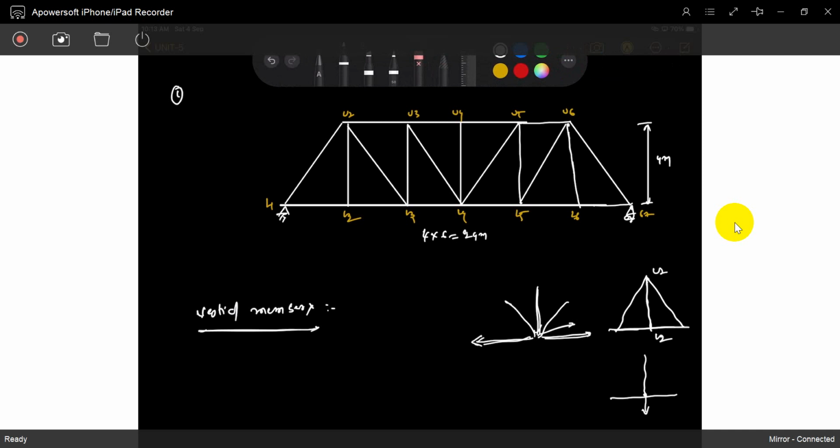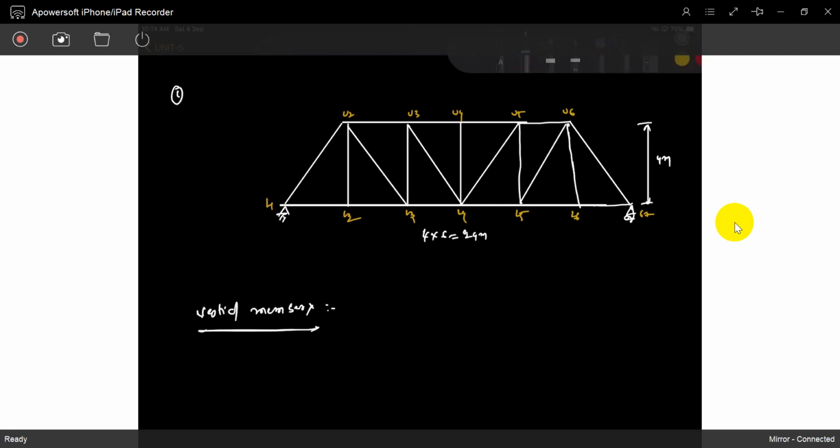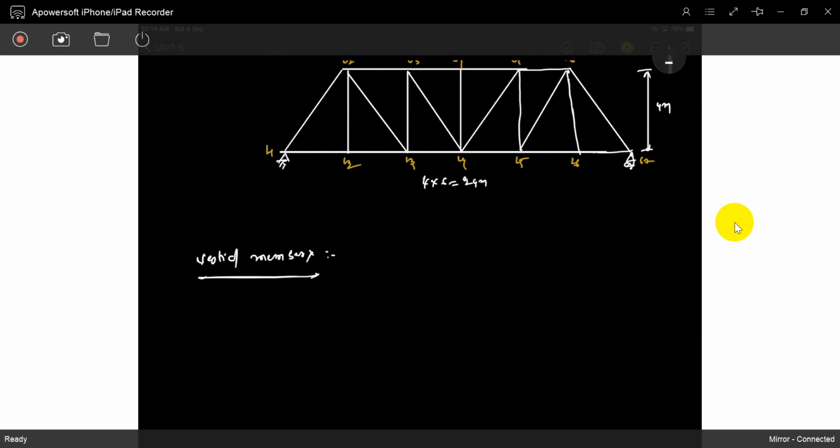Not only that, U4, L4 is also the same situation. So that's why we don't need to calculate the influence line diagram. You can easily say it, you can directly write it down.